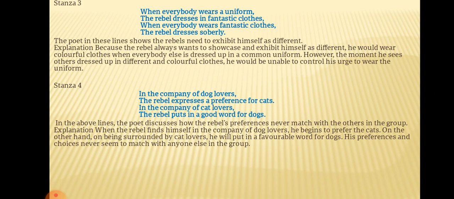Stanza number 4. In the company of dog lovers, the rebel expresses a preference for cats. In the company of cat lovers, the rebel puts in a good word for dogs. Here, in this stanza, the poet discusses how the rebel's preferences never match with the others in the group or in his classroom.